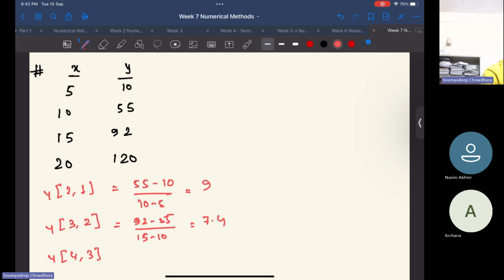Y4 comma 3. Can you tell me? 120 minus 92 divided by 20 minus 15. Yes. So it will come around 5.6. So these are the first orders. Now tell me the second order.